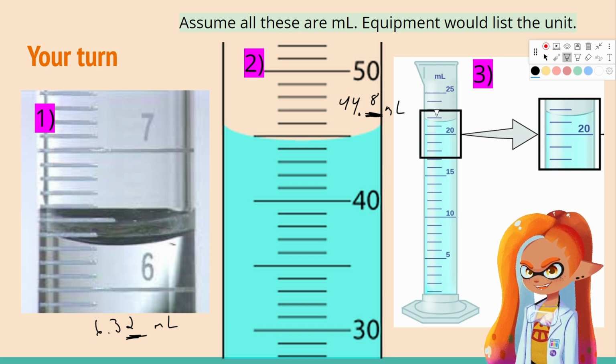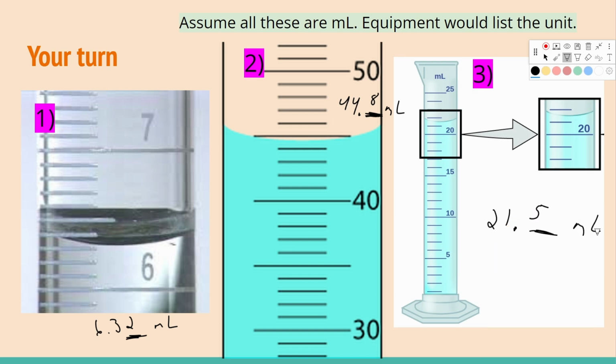And then the last one here, you can look down here just because the box zoomed in, it's kind of cutting off the lines. You could see this is between 5 and 10, so therefore each of these lines has to correspond to 1. So that means this right here is going to be 21, and then you have to estimate that last point. You can estimate that to be a 5 or a 6 or whatever, and then don't forget your unit. So pretty much it's 21.5 milliliters.